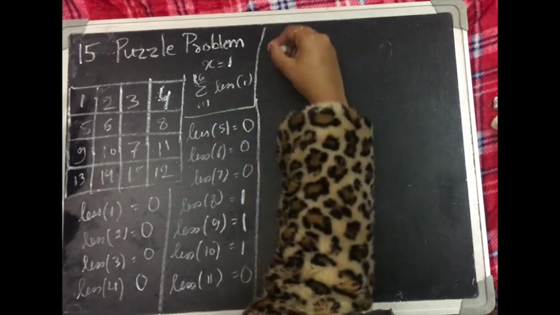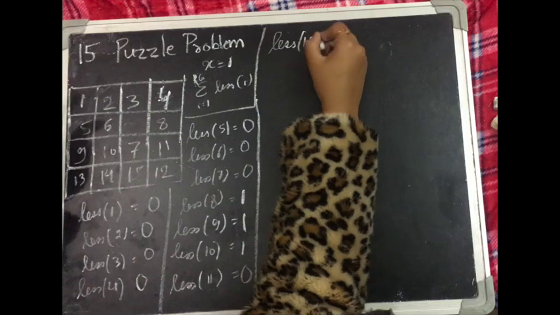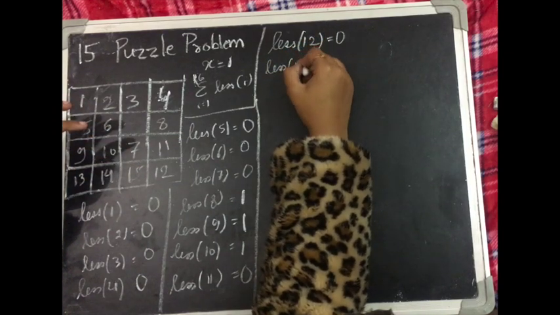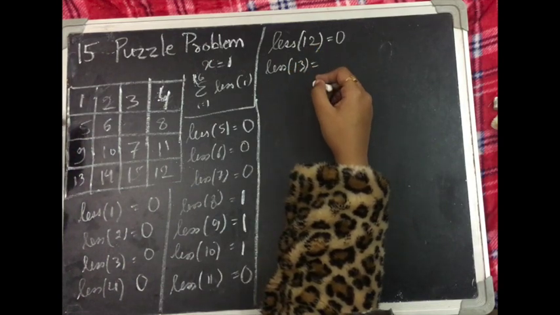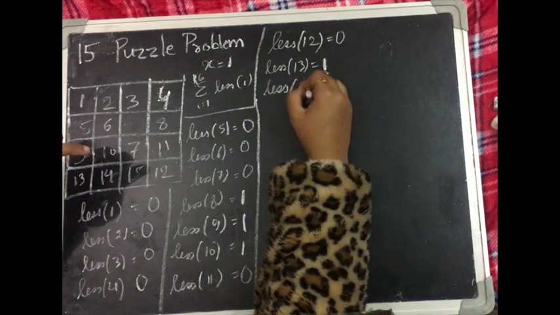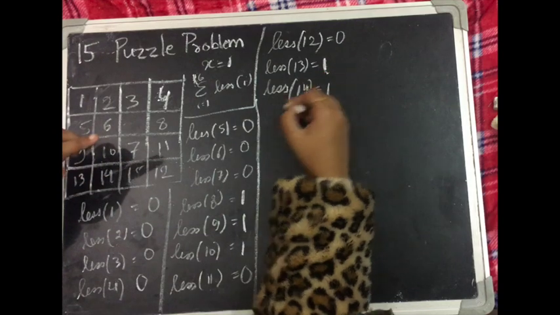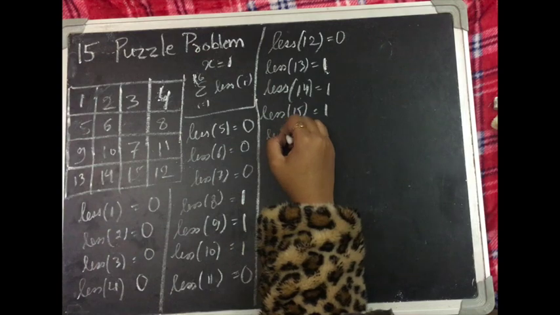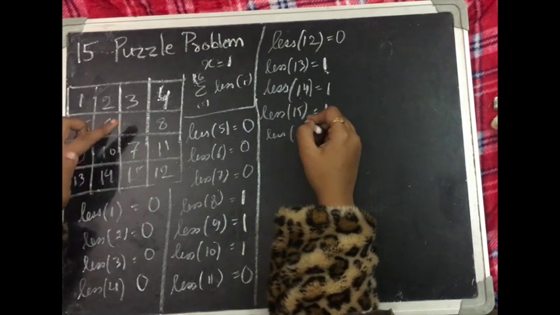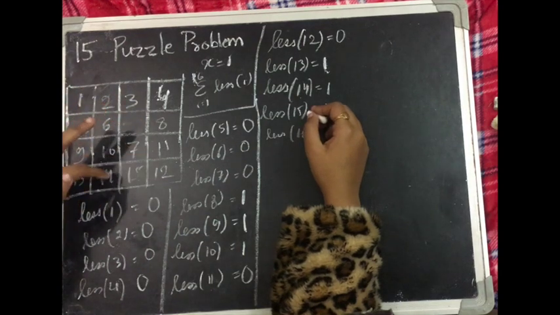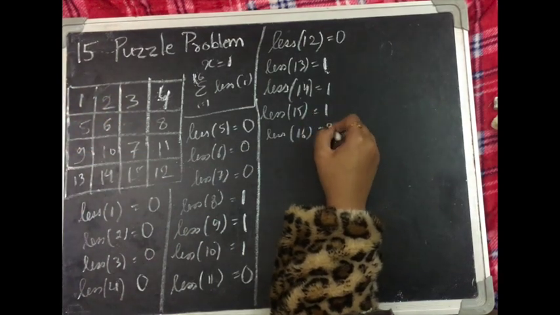Okay. Then we talk about less of 12. Less of 12 is also 0. Less of 13. Numbers smaller than 13 are 1 to 12. 1 to 11 is at the back of 13, but 12 is in front. So less of 13 is 1. Less of 14 is equal to 1 again, and less of 15 is equal to 1. And less of 16, that is for the blank space. The sum of less is 1 2 3 4 5 6 7 8 9. That is 9.